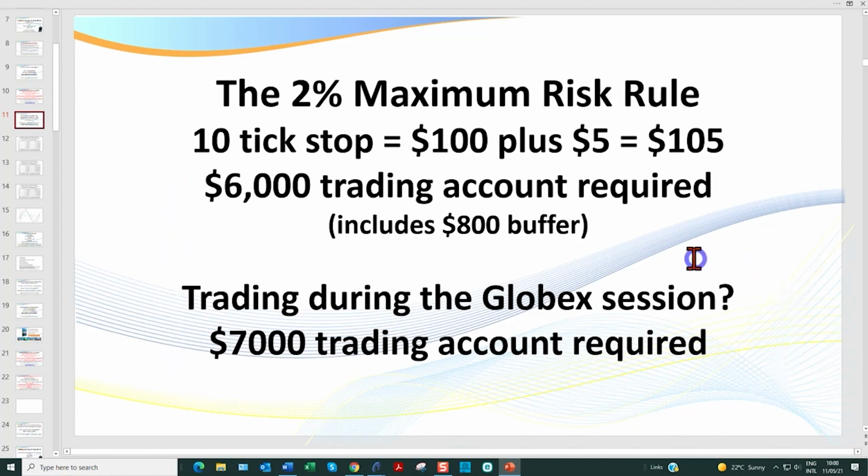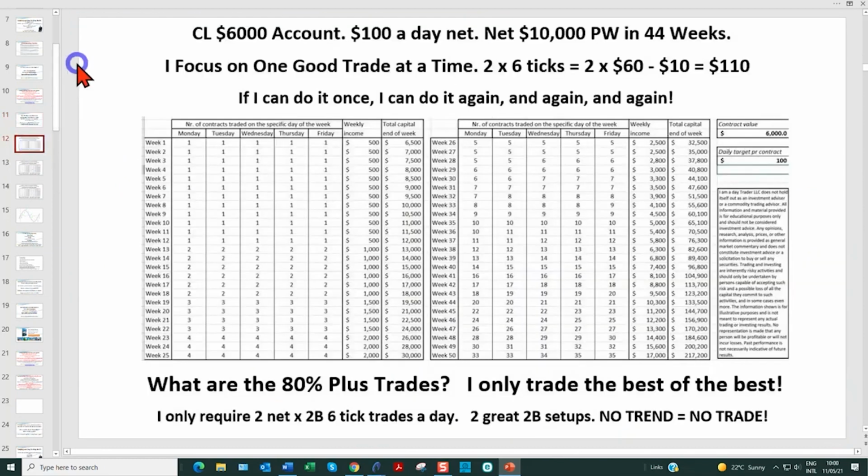And so if you're trading the after hours market, what we call the Globex session, you'll require a little more in your account. So a poor man or woman is not a man or woman without a cent, but it's a man or woman without a dream. You've got to have a target.